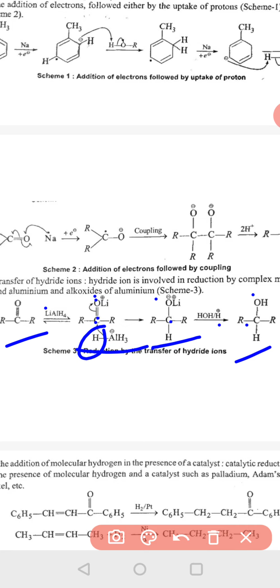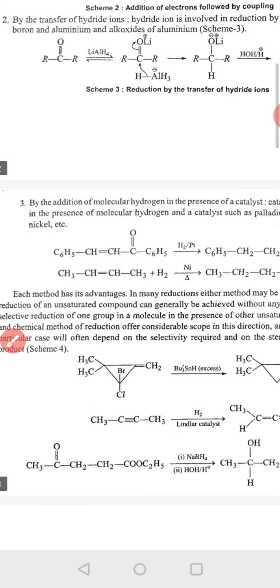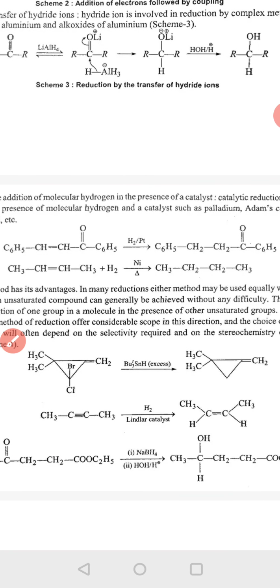The third one is addition of molecular hydrogen in presence of some appropriate catalyst. This is called catalytic reduction and this reduction is carried out in presence of molecular hydrogen and some catalyst. The catalysts which are usually used are palladium, Raney-Nickel, Adams catalyst and many others. These are the examples.